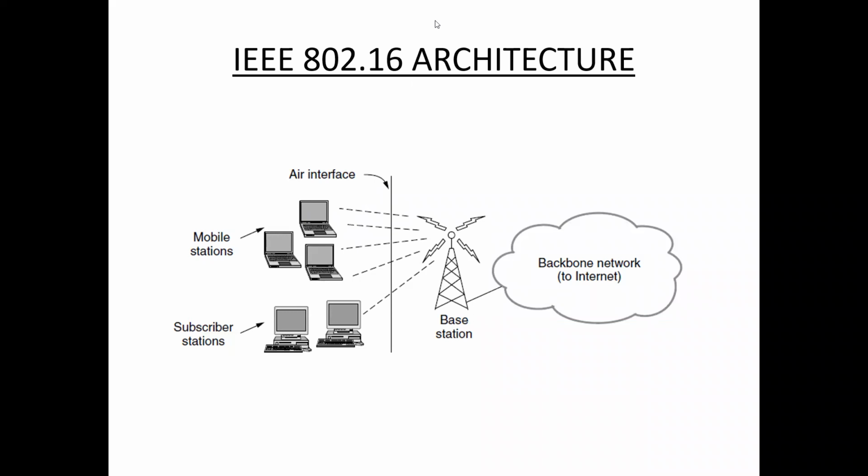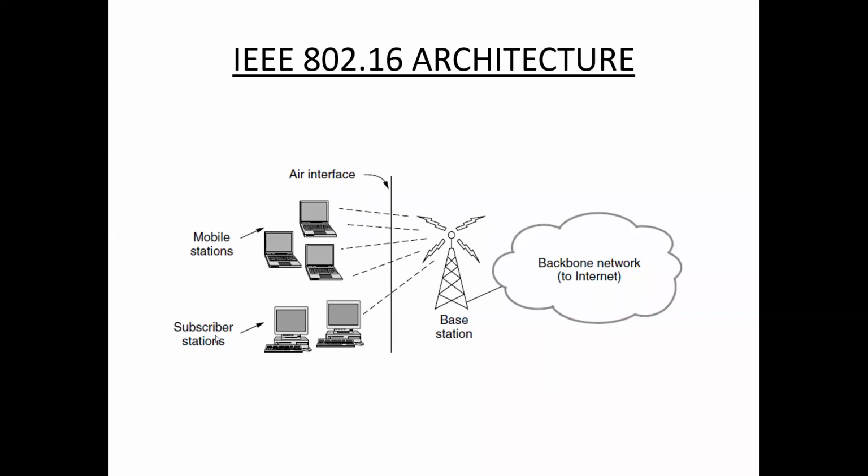In the 802.16 architecture, there are two types of stations, mobile station and subscriber station. These are the two different types of user stations in wireless broadband technology that is defined under IEEE 802.16. So first one, subscriber station.